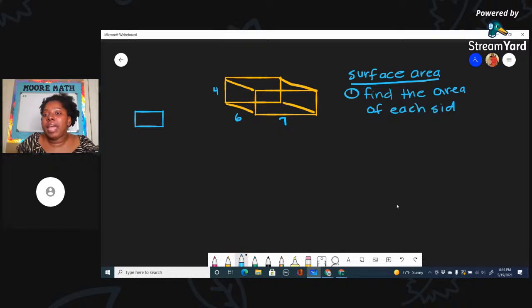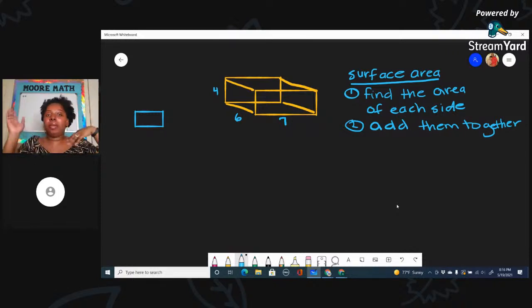And then what did we do when we had all 6 areas? What did you do at the very end? What did you put into the calculator? What were you doing with all 6 of those numbers? Adding them? Yep. So you find the area of all the sides and add them together. That's it. So what side do we want to start with?